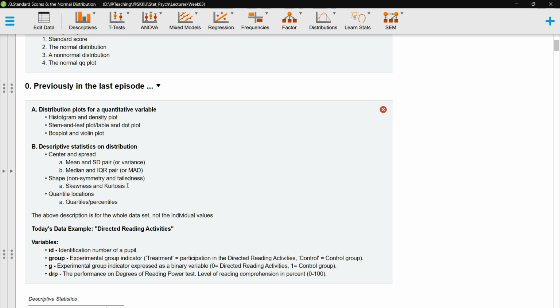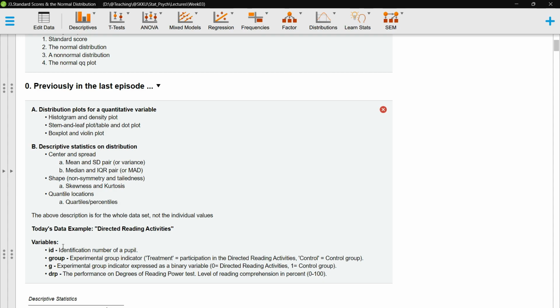And we also looked at the quantile locations using quartiles, the first, second, and third quartiles, and the percentiles in terms of the percentage location. All these descriptions are for the whole data set, but not the individual values. But today's focus is on the interpretation of the individual value.